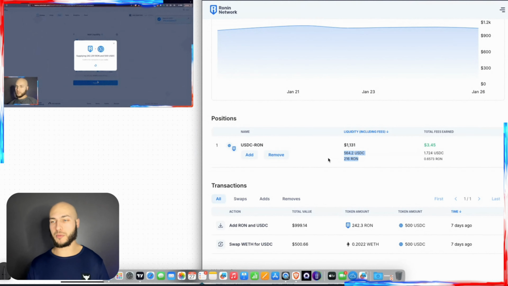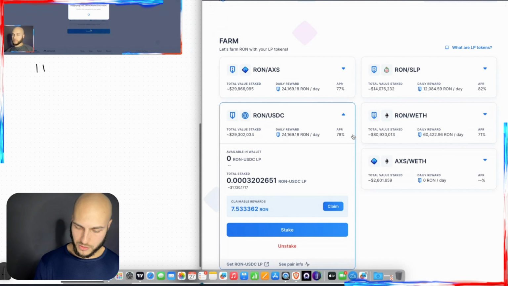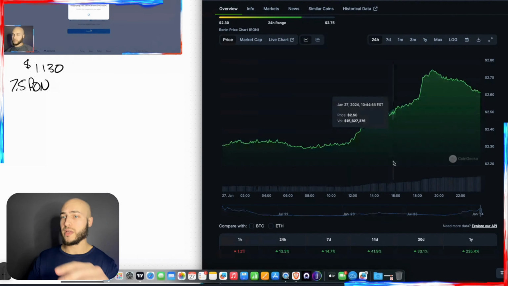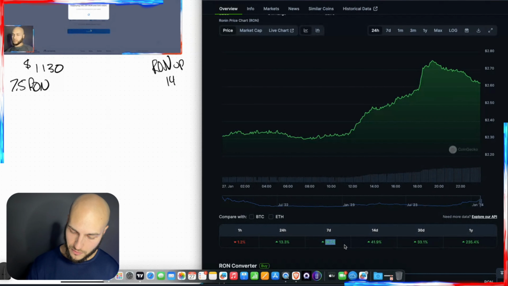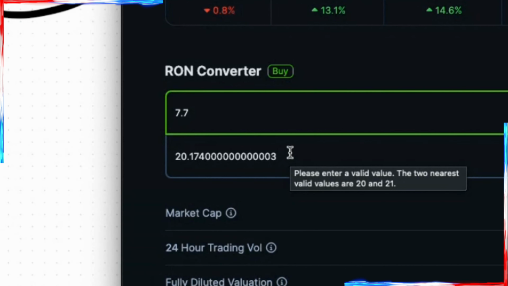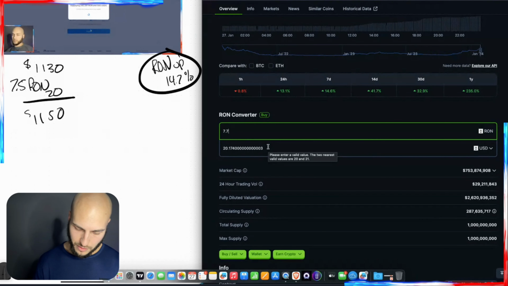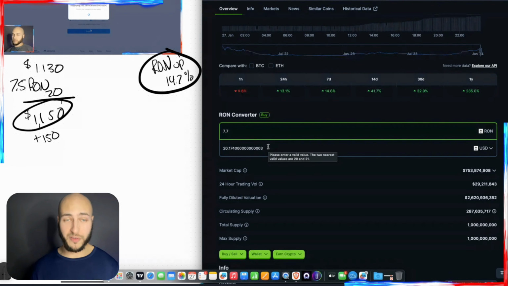So let's look at what the impermanent loss is. First, let's take a look at what I have right now. So right now in the LP, I have $1,130 and I have farmed 7.5 RON. Another thing to note real quick, this is the RON price chart, and over the past week, it has gone up 14.7%. So RON is up 14.7%. Let's see what my 7.5 RON equals. About $20.20, but we'll just call it $20. So if I do that math, my total right now is $1,150, which is up 150 from where I put it in.